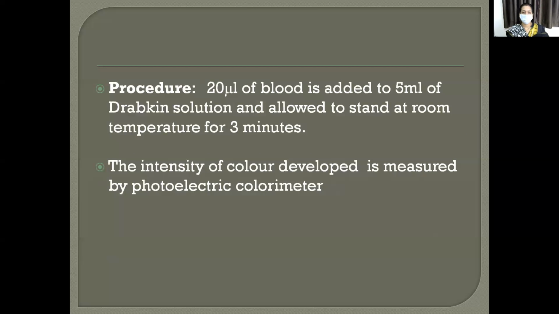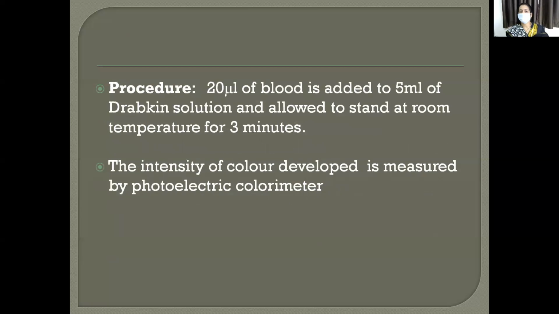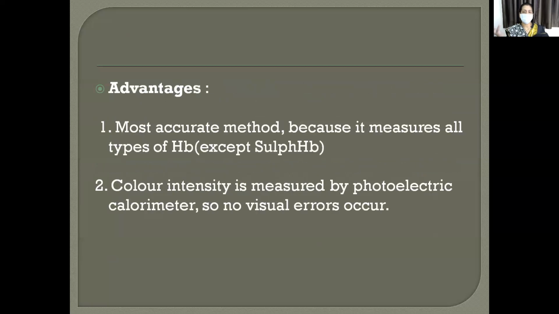a faster method, right? So these are the materials you have to remember: potassium ferricyanide, potassium cyanide, dihydrogen potassium phosphate, and distilled water. I'm repeating again and again because this can be asked in your exam. What are the components of the Drabkin's solution?